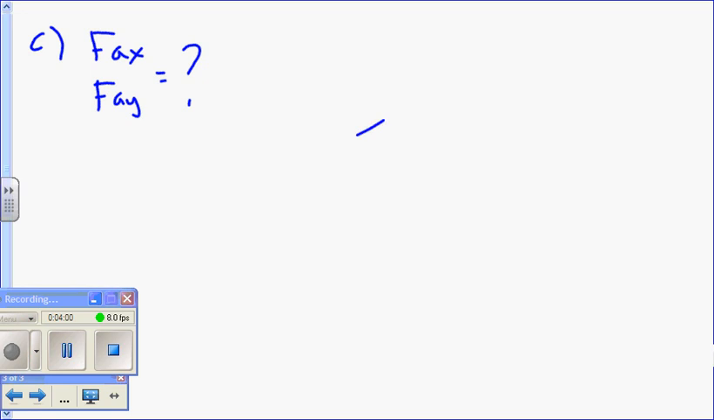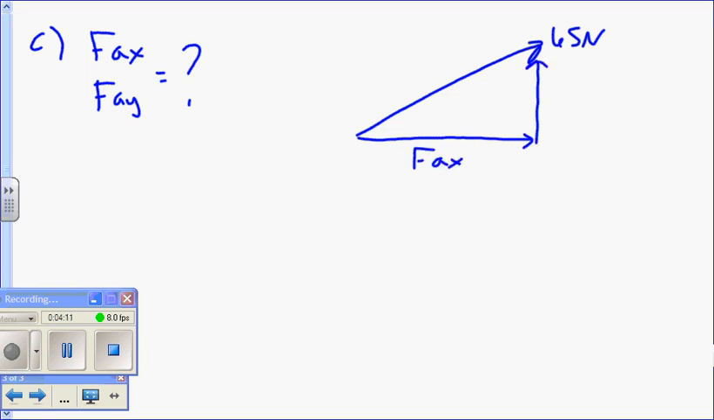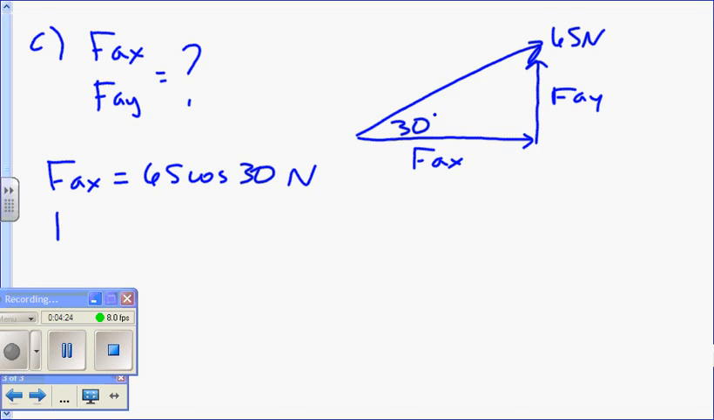Just remembering, I'm pulling up with 65 newtons and picturing force, as we do with all vector quantities, as having x and y components. This is 30 degrees. FAX must be 65 cos 30, and FAY equals 65 sine 30.